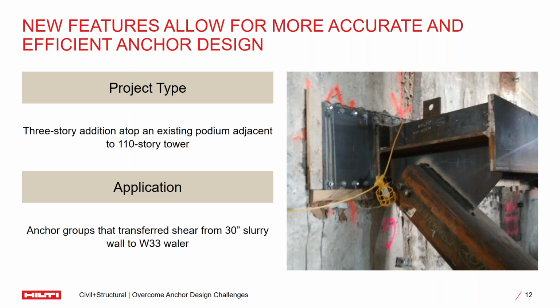We've also used this software on a lot of building renovation projects. The image on the right-hand side of the slide shows the attachment of a new W33 welder to an existing 30-inch thick slurry wall. We designed the welder to brace the slurry wall, and we used PROFIS Engineering Suite to design the anchor group to transfer shears from the existing slurry wall to the new W33 welder.